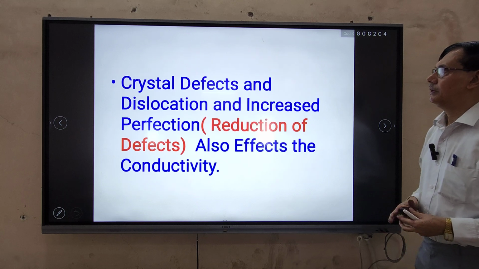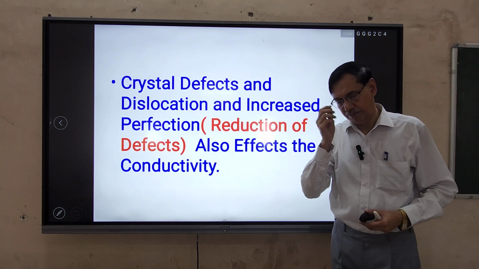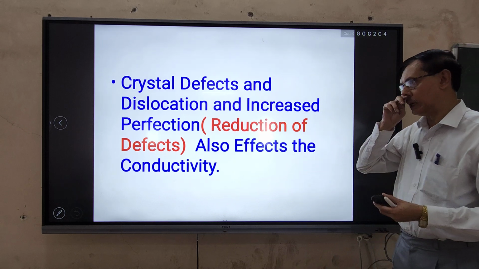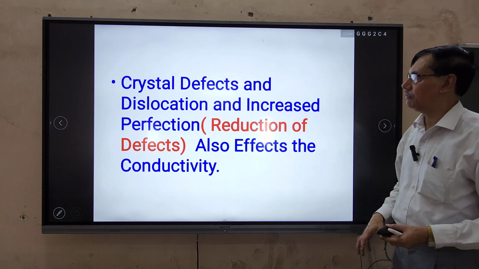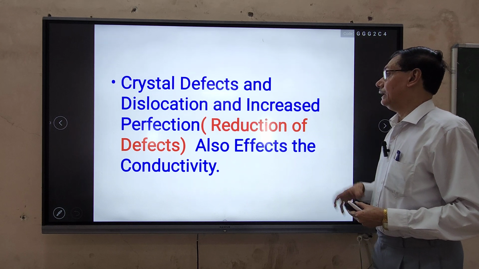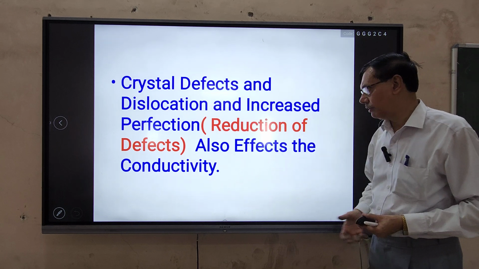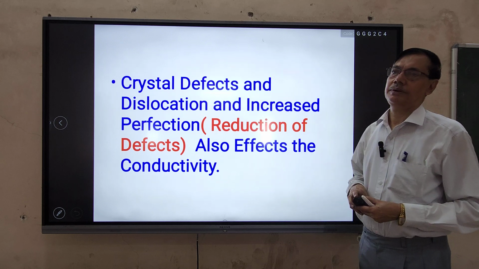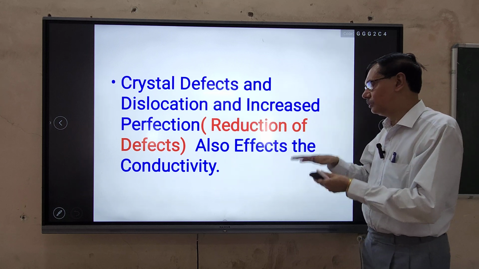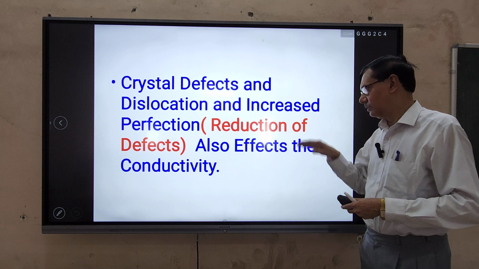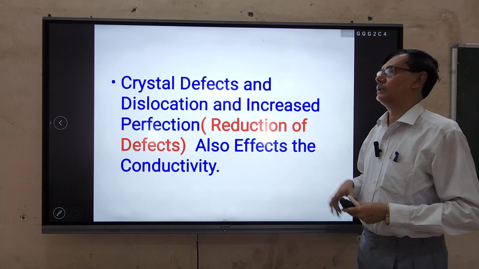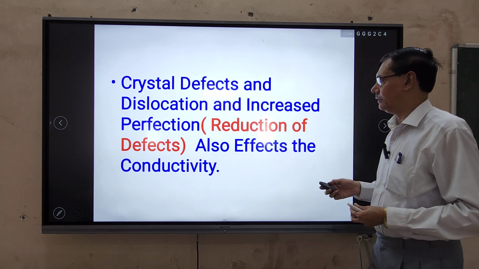Sometimes crystal defects are also very important. So first is quantum confinement, second is the scattering effect, and third is sometimes crystal defects and dislocations. A reduction of defects also affects the conductivity. It is quite a natural law that when we decrease the size from bulk to nanomaterials, the defects will be very, very few, so it will also affect the conductivity.